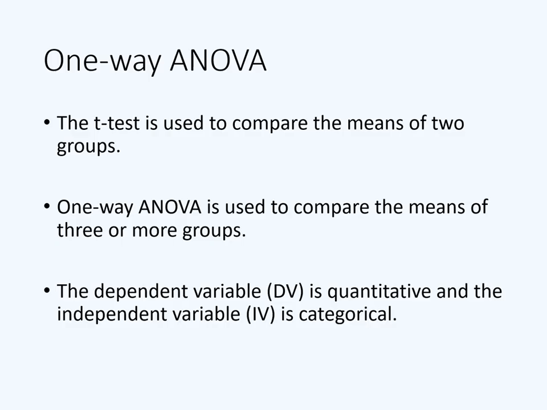If you're already familiar with the t-test, you'll know that it's used to determine whether there's a significant difference between the means of two groups. The ANOVA can be considered an extension of the t-test. Instead of only comparing two groups, it allows us to compare the means of three or more groups. The dependent variable must be quantitative and the independent variable must be categorical.